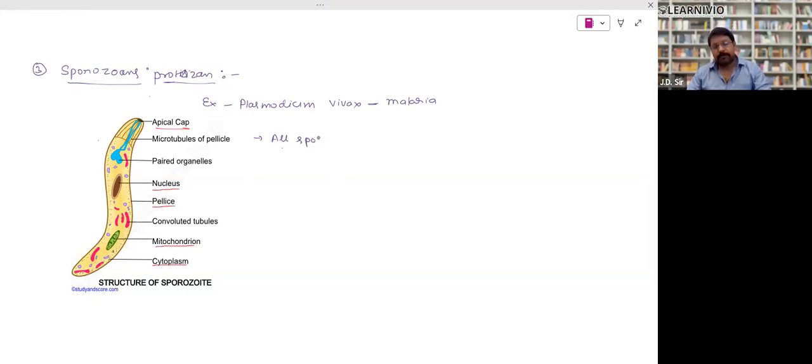All sporozoans. What are endoparasites? Endoparasite means they are found inside the body. Look, mosquitoes are ectoparasites. They are found outside of our body, right? So, and what are endoparasites?